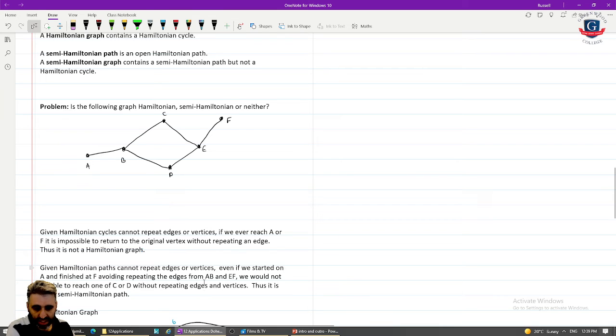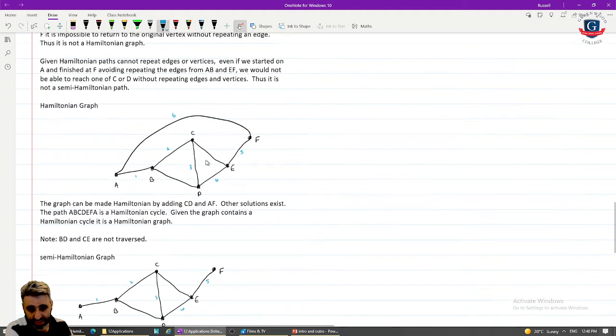Now, given a Hamiltonian path cannot repeat edges or vertices, even if we started on A and finished at F, it would be impossible to reach one of C or D. So for instance, if we went A, B, D, E, F, we would have missed C, and there's no way to get back. And if we went A, B, C, E, F, again, this time we would have missed D, and there's no way to go back. And if we don't end on A and F, we'll have to repeat either A, B, or E, F. Thus, it's not a semi-Hamiltonian path either. So this graph is neither.